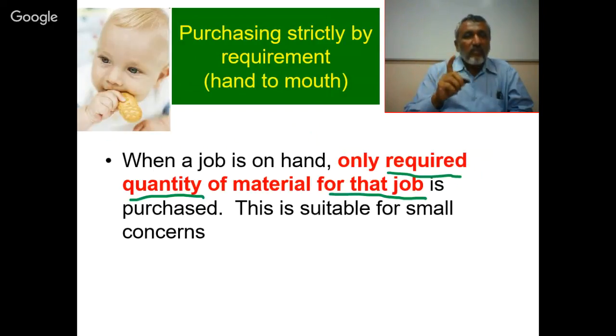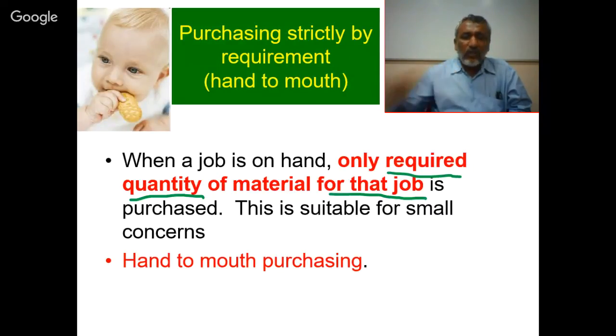That is, the company has got an order with it. It will calculate the material required for that particular order and buy only that much material that is required for that particular order. This is purchasing material strictly based on requirement. This is also known as hand-to-mouth purchasing. When I say hand-to-mouth, I mean purchasing just when it is required. Just like when we eat when we are hungry, hand-to-mouth purchasing means we buy materials when we exactly need the materials.